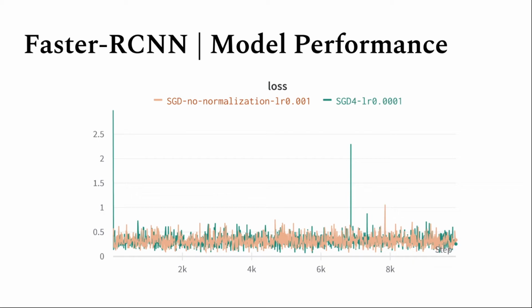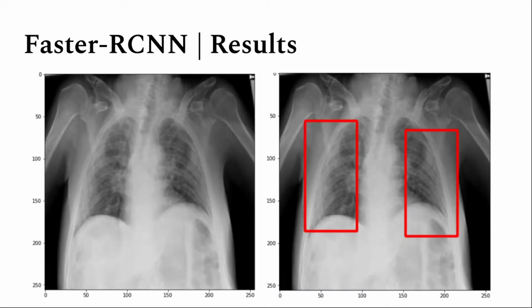In this graph, I show you 2 training losses because in my different hyperparameter settings, I found it converges at almost the same time, and their losses are around 0.3. So I decided to show you that they are very similar. And this is my result. The left one is the original radiograph, and the second one is my network inference of where the lesion may occur.